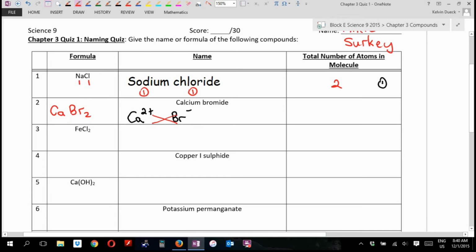CaBr2. Is that correct? I would give you 1 mark for having a Ca, and I would give you 1 mark for having a Br2. If you're missing the 2, sorry, you don't get the mark. How many atoms are there in the molecule? In this case, 3. 1 mark for that. So each one of these, you'll notice, is going to end up being worth 3 marks, I hope, when all said and done.